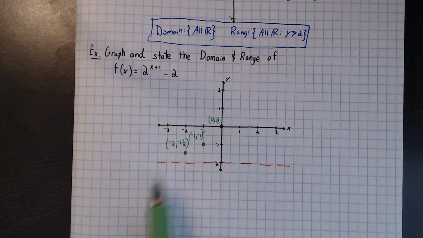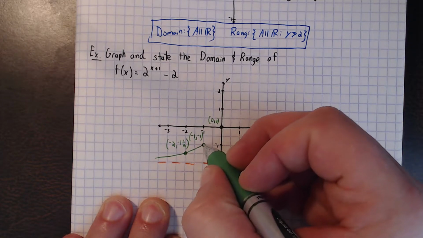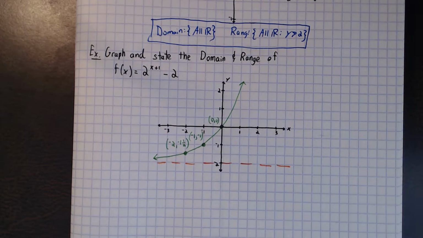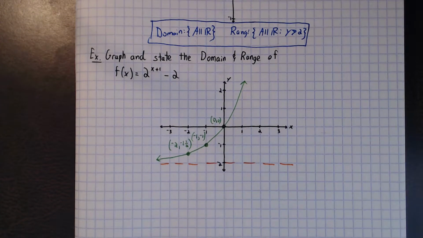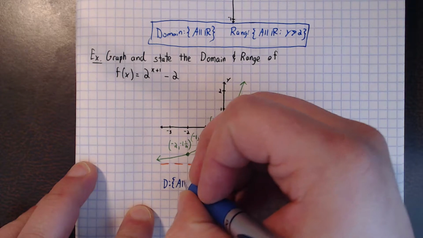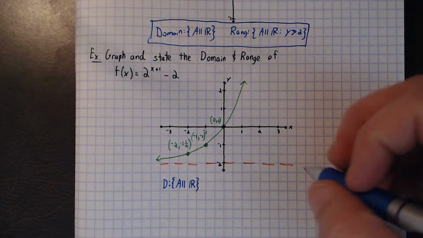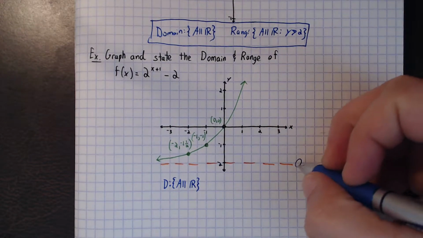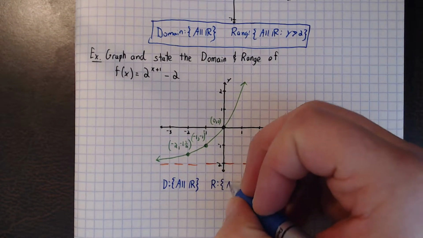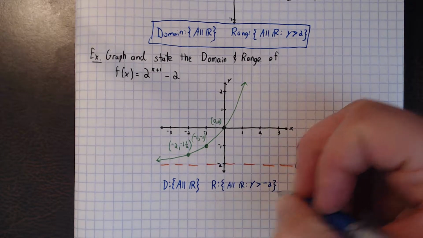Now I have all 3 critical points. I have my asymptote. We're just going to connect here through. And there we have our graph. As far as our domain and range, domain for these are really nice and easy. It's always going to be all real numbers. There are no restrictions on exponential growth. As far as range, well, I'm looking at everything above this line, right? And that line started at -2. So our range is all real numbers as long as y is greater than -2.